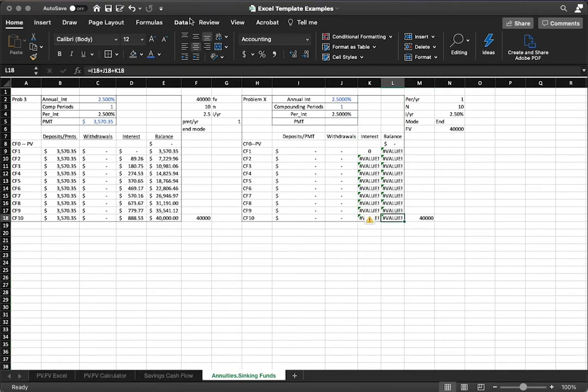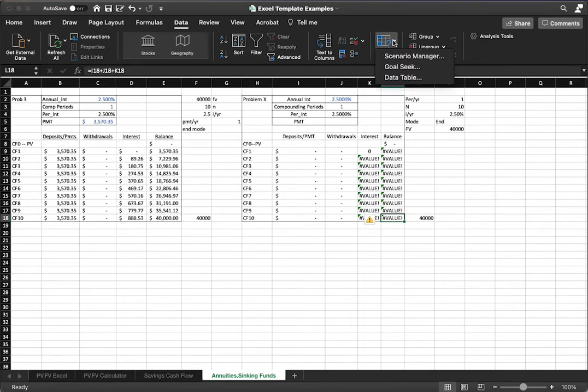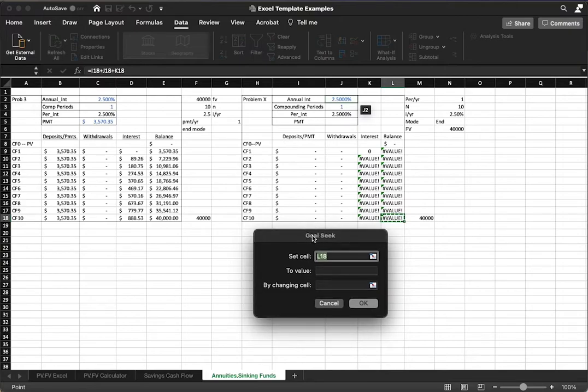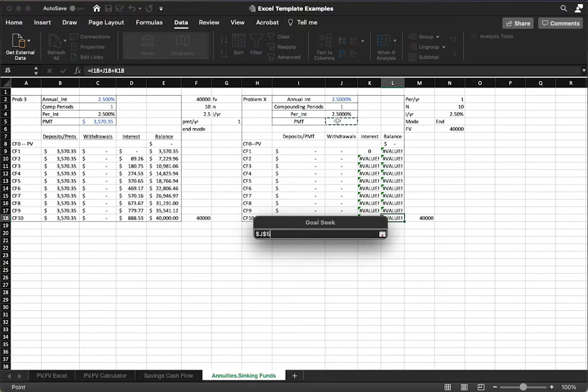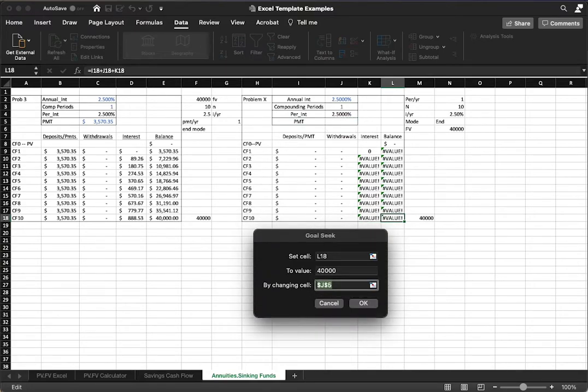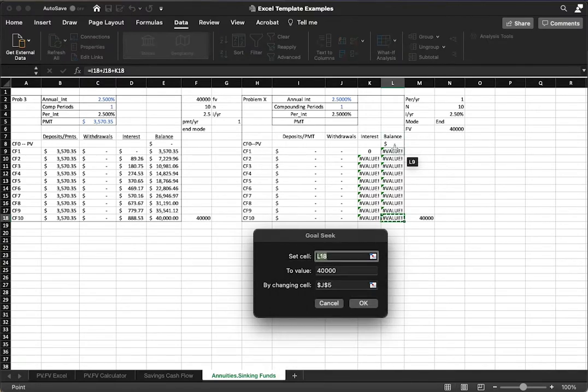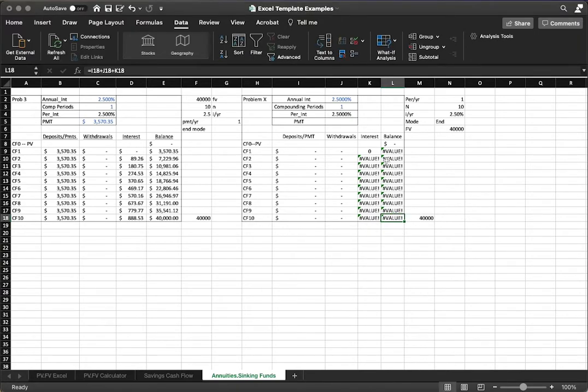So we're going to come back here: Data, What If Analysis, GoalSeek. Okay, what we have here is L18 is 40,000, and we're going to change payment. Enter, hit enter again. Oh, so it's not figuring because of the value. My mistake, getting ahead of myself. Let's make sure we're figuring out where we're going wrong.